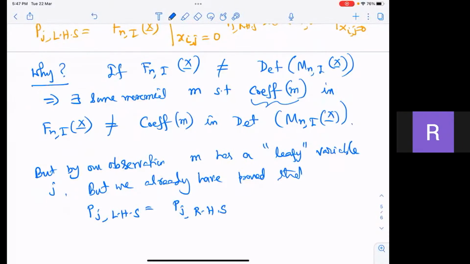I think Ramit. Is it clear, Ramit, now? Yes, I think so. Because if the coefficient, we see this coefficient m rests in these two polynomials, right? pj LHS and pj RHS. Because that's the leafy part that comes out after substituting xij variables to 0. Now, if some monomial has already a different coefficient, then these two polynomials cannot be the same. Right.